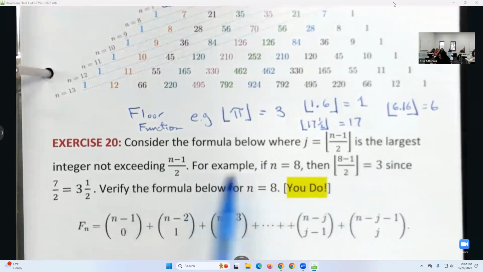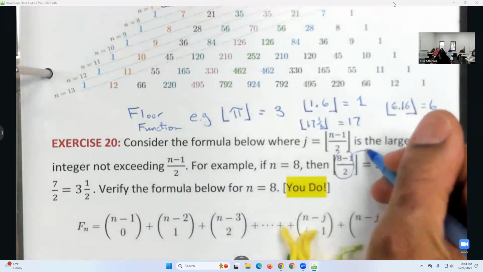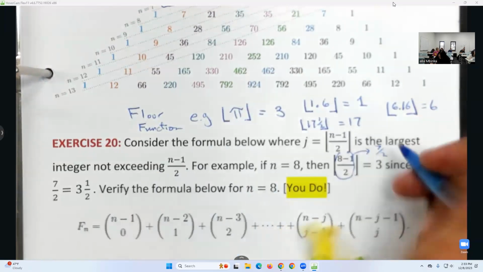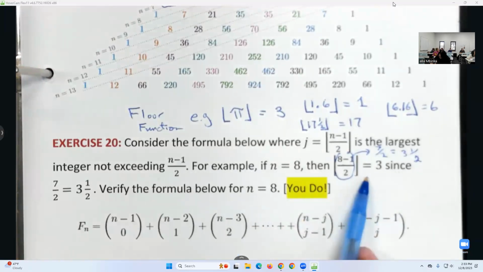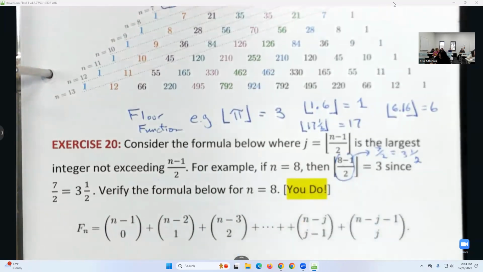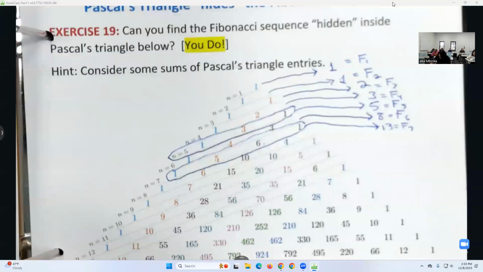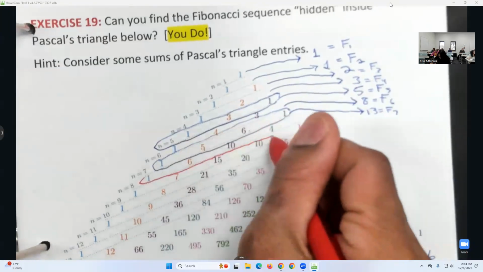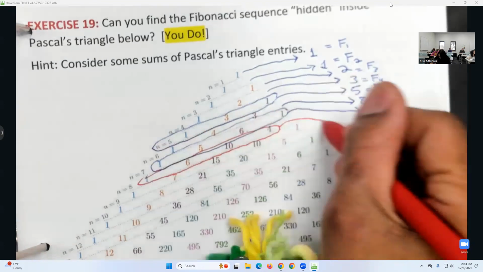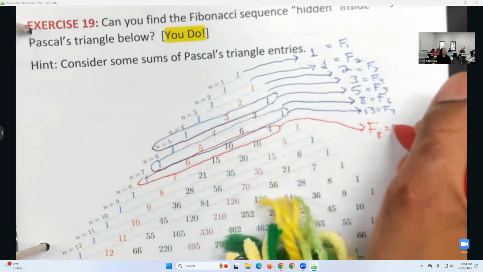So for example, if n equals 8, 8 minus 1 divided by 2 is 7 halves. So 7 halves is 3.5. So the floor function is 3. It rounds down to 3. So we're going to verify this formula for n equals 8. We were hoping to get this column here, the n equals 8 column, which is 1, 6, 10, 4. And we're hoping that this is going to be F8, which is 21.